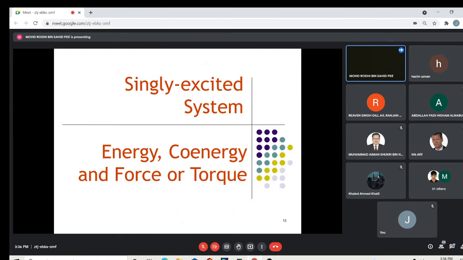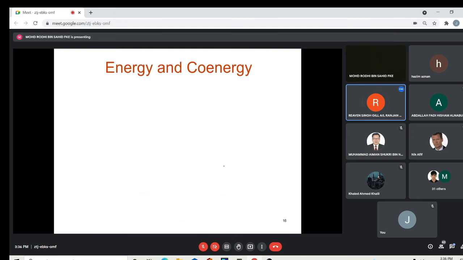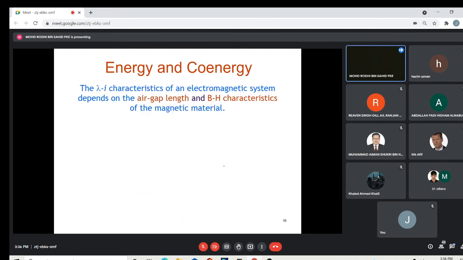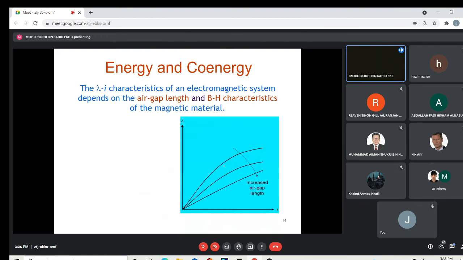Maybe a few topics more. I'll explain about energy and co-energy. What does it mean by energy and co-energy? Energy and co-energy. The lambda-I characteristic of an electromagnetic system depends on the air gap length and the BH characteristic of the magnetic material. As I said many times, this is lambda, this is I, whereby it is proportional to B and H. So basically it is a BH curve.